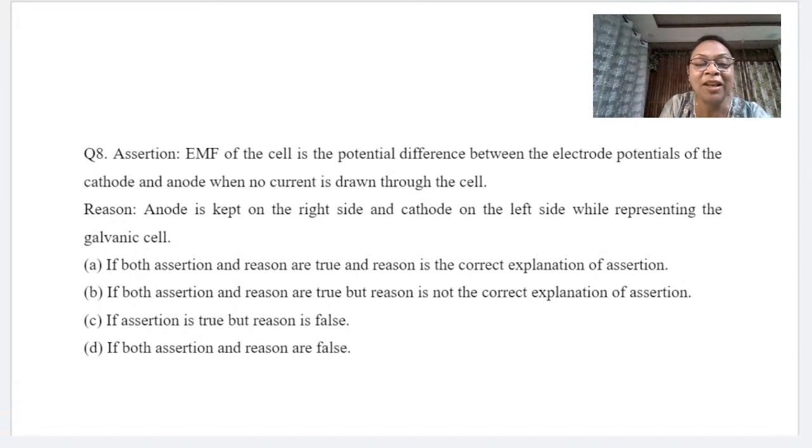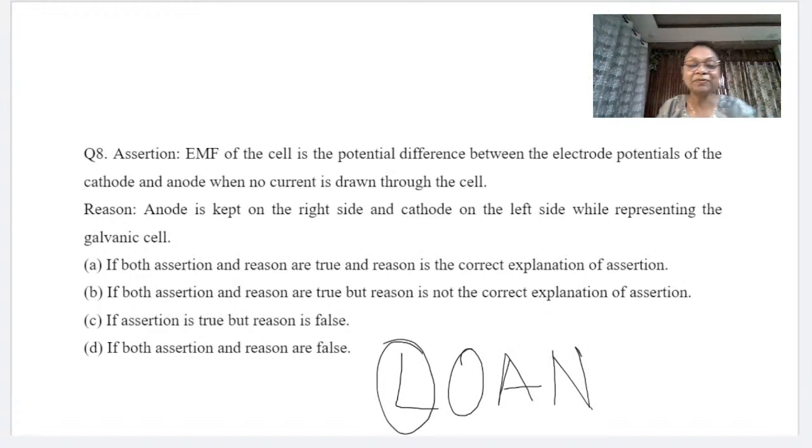Let me teach you a trick. Let us see the word LOAN. L for left, L for loss. So L for left, L for loss of electrons is oxidation, O for oxidation, A is the anode, and N is the negatively charged electrode. So LOAN refers to left, which is oxidation. So at the left electrode, there is oxidation taking place, which is called the anode and is the negatively charged electrode. Isn't it a great hint for getting this answer?